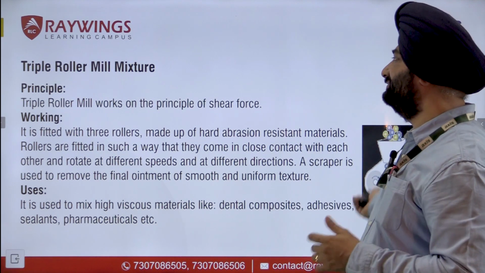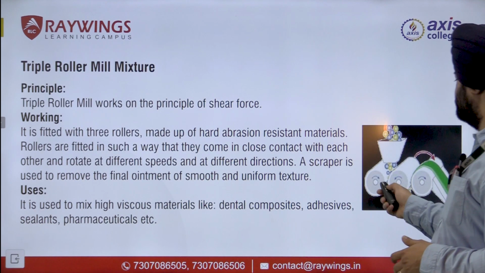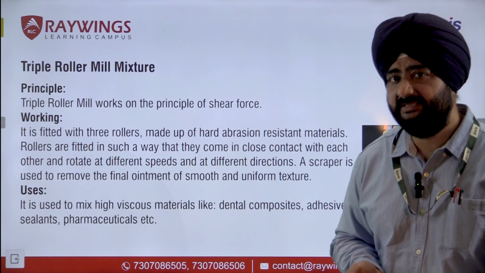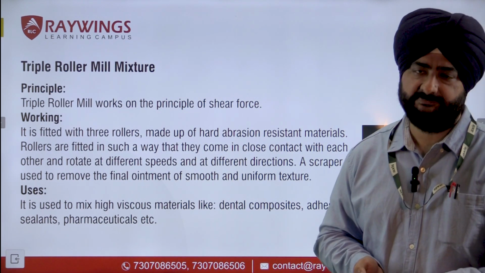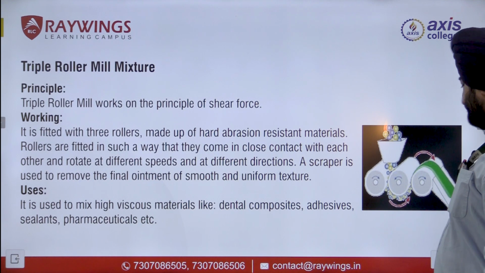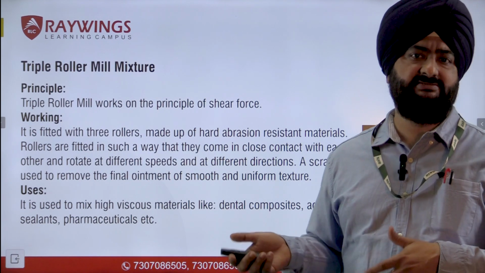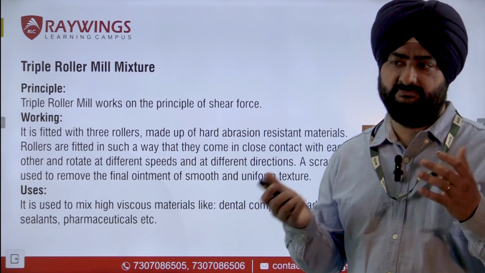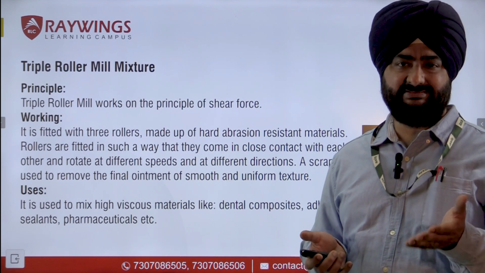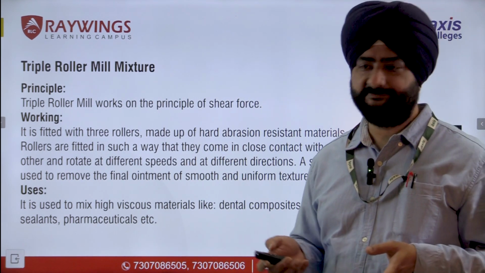So there are two conditions in this triple roller mill. First, it has three rollers, and all three rollers rotate at different speeds and in different directions. In the third roller, a scraper is attached. What does it do? The worker or pharmacist is there to ensure the texture he is expecting. When it comes, it will scrape the semi-solid cake from the third roller and collect it.